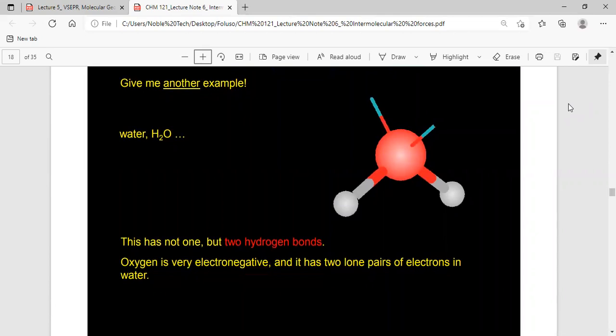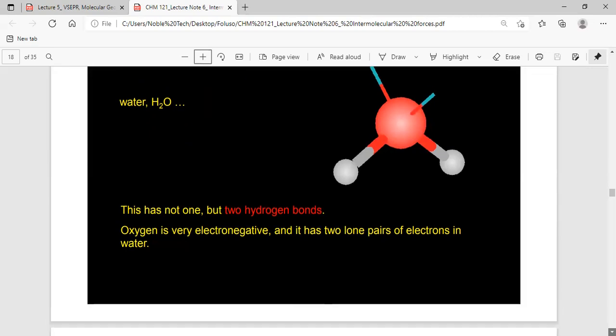Also in water, you have hydrogen bond because there are two lone pairs of electrons on oxygen, and oxygen is more electronegative than hydrogen. So you have a polarization of the bond towards oxygen in the two bonds. And as a result of that, and the fact that there is no cancellation of the dipole moment, you have that occurring.